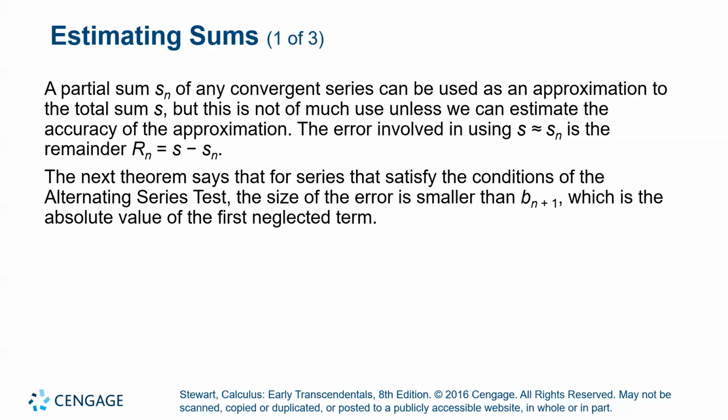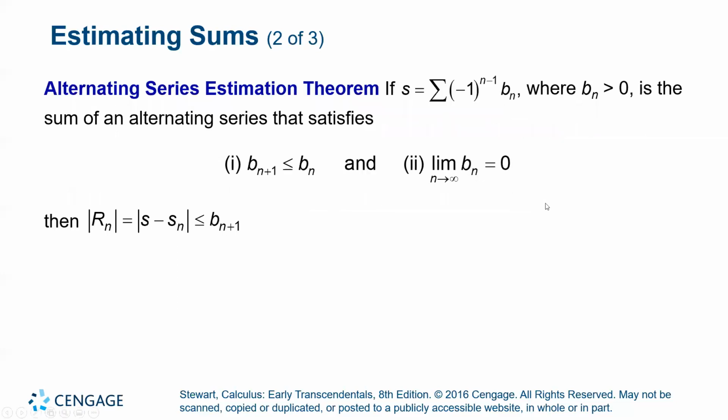The next theorem says that for series that satisfy the conditions of the alternating series test, the size of the error is smaller than the absolute value of the first neglected term, the first term not used in the partial sum. So if we used Sn to estimate our sum, then the very next term, the very next positive term, B sub n plus 1, is going to be your upper bound for error.